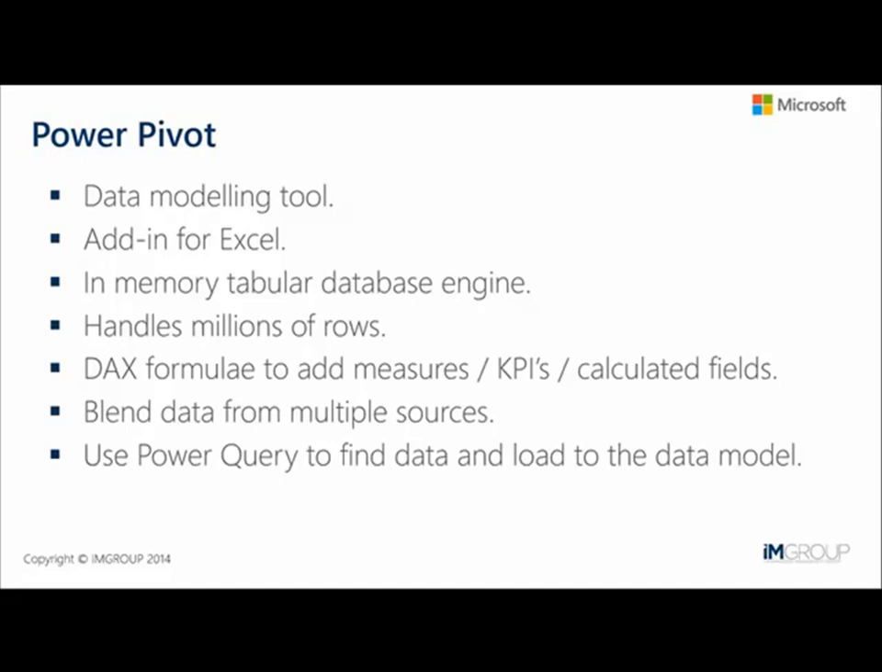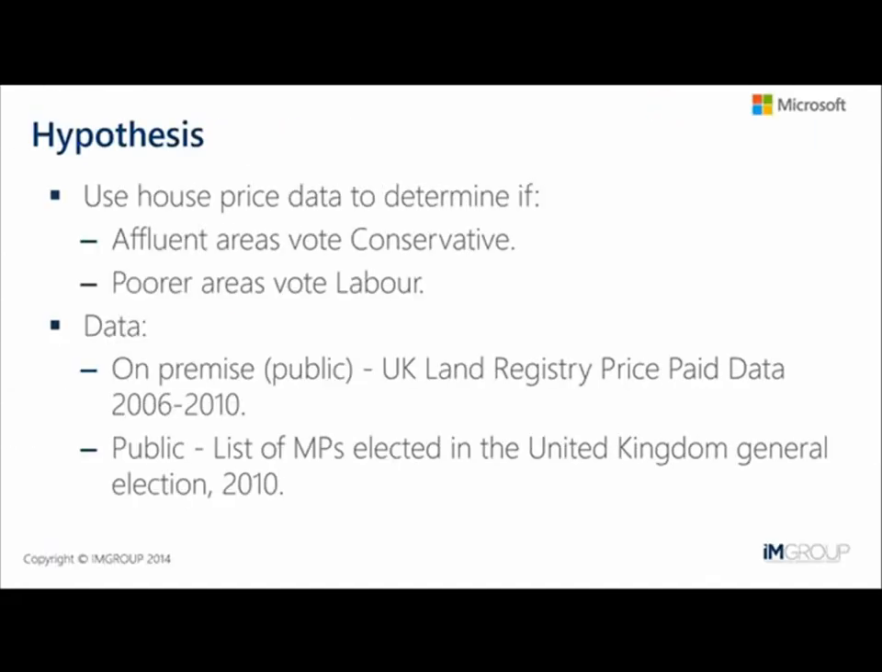So we're basically going to use Power Query to find the data, and then we're going to load the data into a data model in PowerPivot, as you'll see. We're going to start with a very simple theory. We're going to use data from the UK Land Registry. Now this is publicly available data. However, I've got it running in a database on my laptop. So for all intents and purposes, let's just pretend that the Land Registry data is my on-premise data.